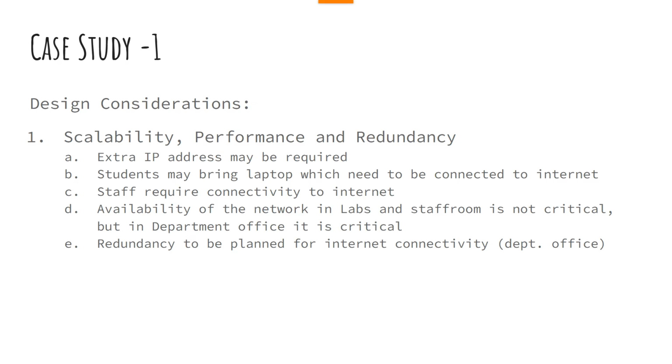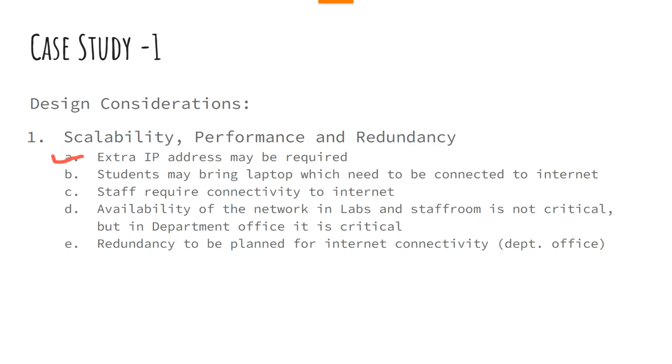Now, what are the design considerations that we would be looking at from the scalability, performance, and redundancy point of view? The first thing that we are going to look at is we need to have some extra IP addresses, because we may be requiring expansion happening in each of the labs. So for each of the labs, I need to provide some set of IP addresses which can be allocated in future.